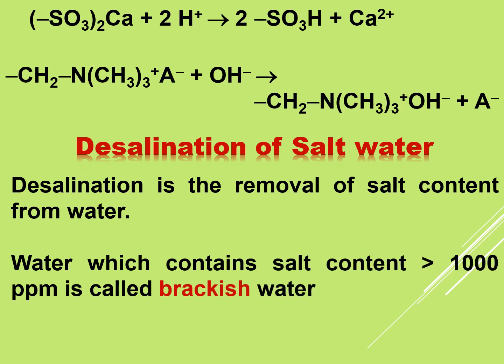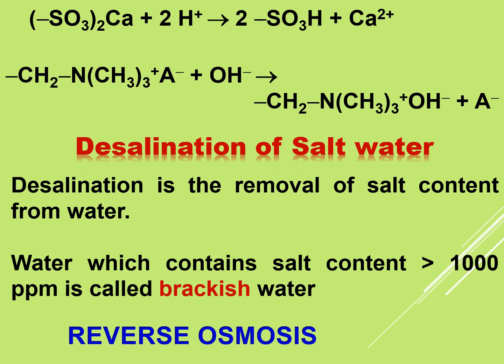Water which contains salt content greater than 1000 ppm is called brackish water. For example, seawater. Seawater is called brackish water. And seawater, how we can make it useful for domestic purpose? The method is reverse osmosis. Okay, reverse osmosis. You are familiar with the term osmosis. Here we are doing the reverse of osmosis.